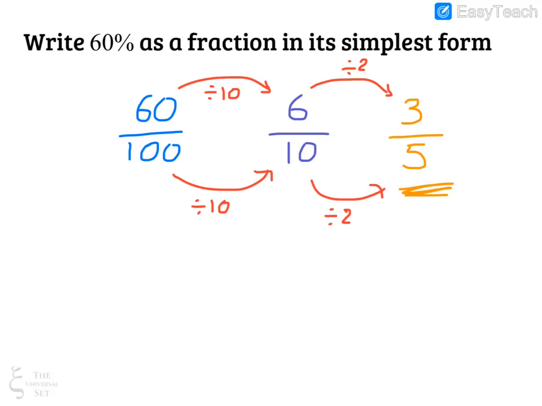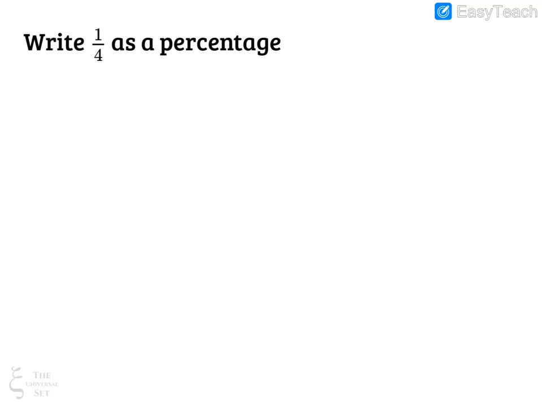Okay, good. We're going to try going the other way now. So I've got 1/4, and I want to write that as a percentage. So let's start with our 1/4 then. Here we go, 1/4. And I know that percentage means out of 100, doesn't it? So I want to sort of do the opposite of our simplifying thing here. I want to change this 4 into 100.